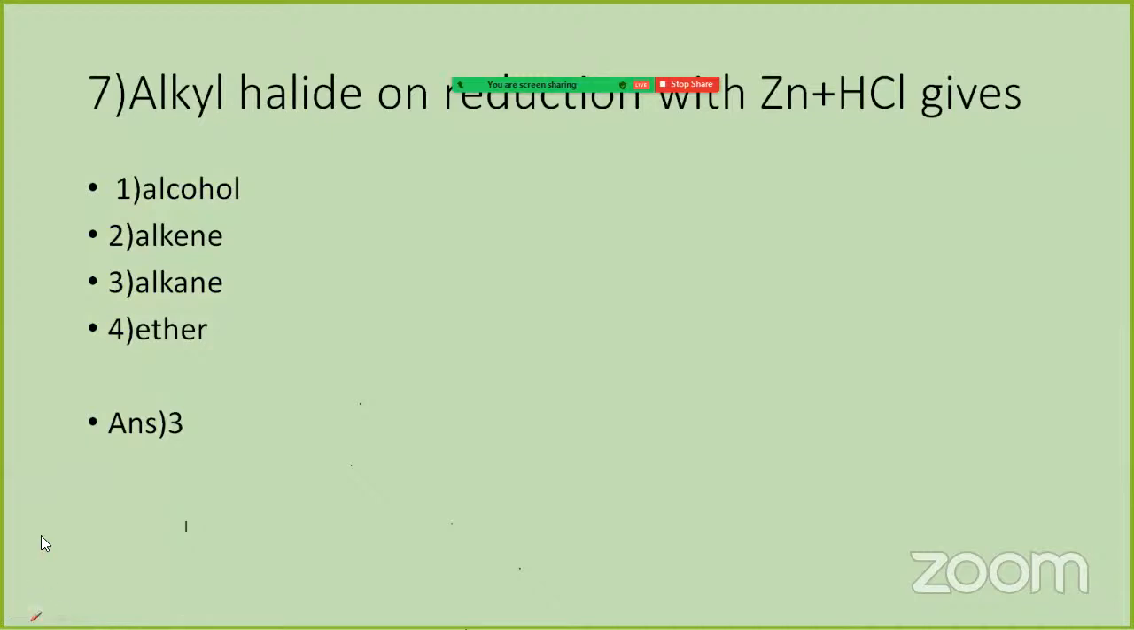Alkyl halide on reacting with zinc in HCl gives what? So let us try here. Alkyl halide RX. Then here zinc in HCl is a reducing agent. So alkyl halide will be getting reduced in the presence of zinc HCl. Reducing means addition of hydrogens. Reduction is addition of hydrogens.